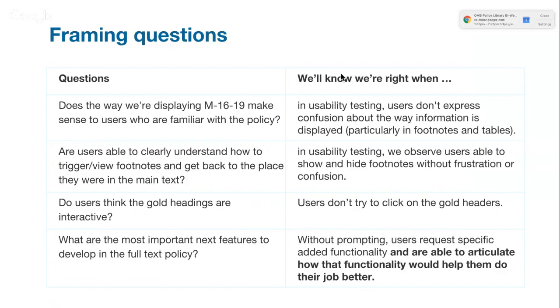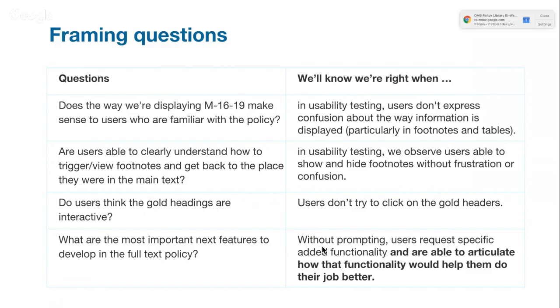If users think that the gold headings are interactive, we would expect to see them try to click on them during the usability session. That's one of those things where the absence of a behavior is a positive sign, because we don't necessarily want to ask users, can you click on that heading? Because they'll be like, oh, let me see. And that doesn't really tell us very much. It doesn't tell us what they were expecting.